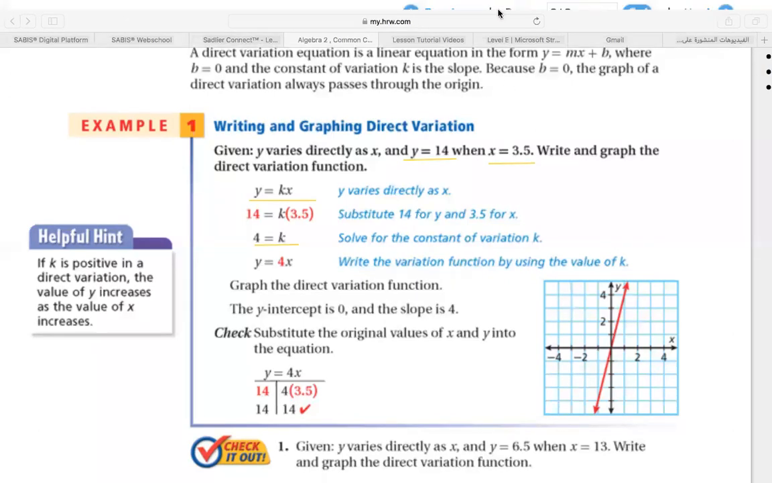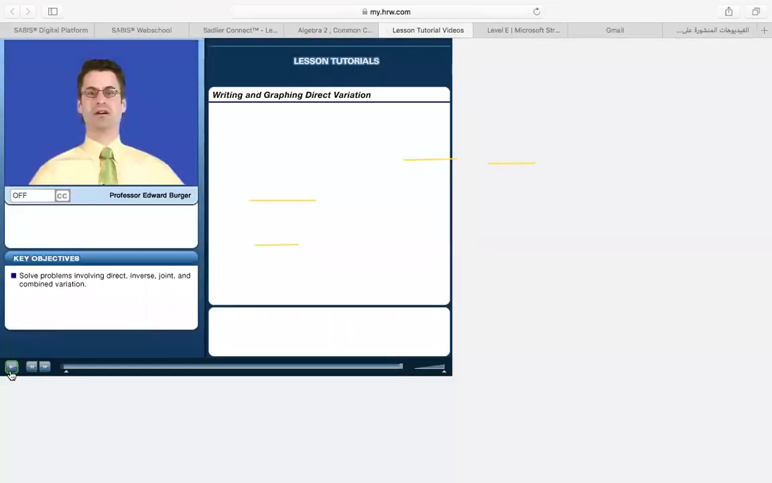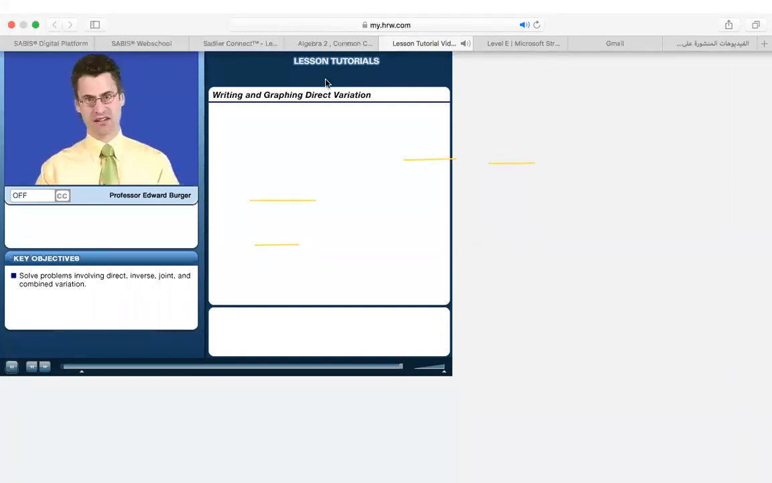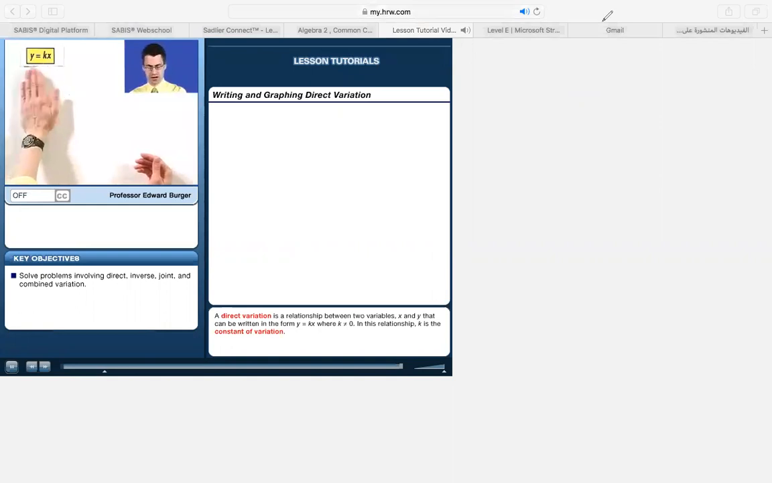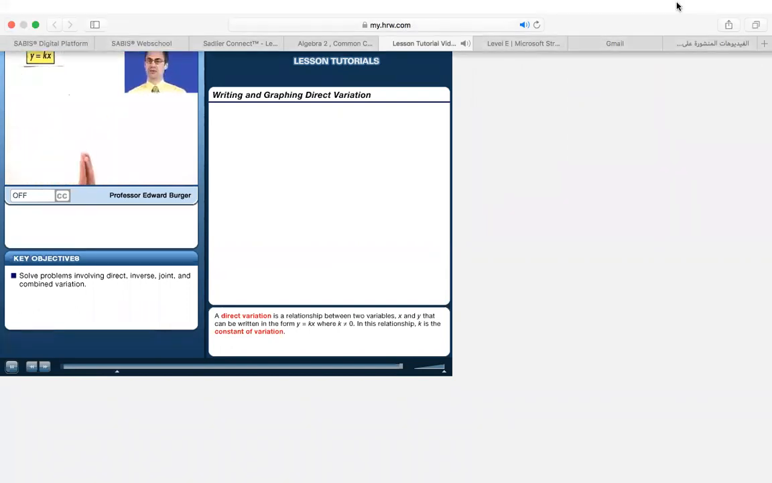Let's watch this video together. Variation functions, where we can actually see how one variable affects the other variable in a very systematic, very predictable way. Let's start off with direct variation. Direct variation is when we have a function of the form y equals a constant times x, where the constant is a non-zero number. When we see this, we can say that these x's and y's are together in a direct variation.